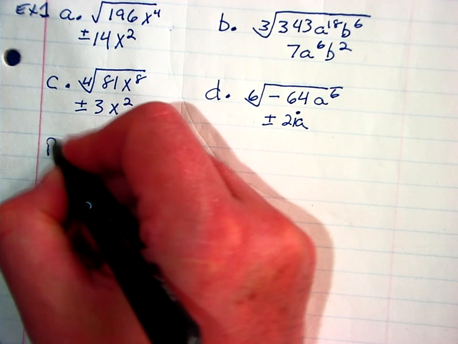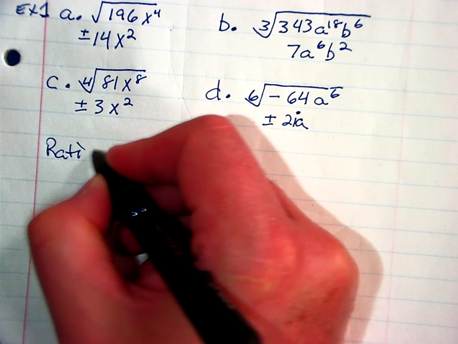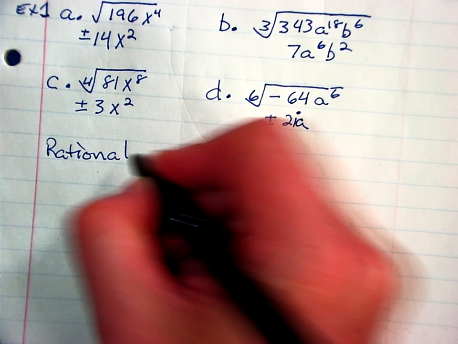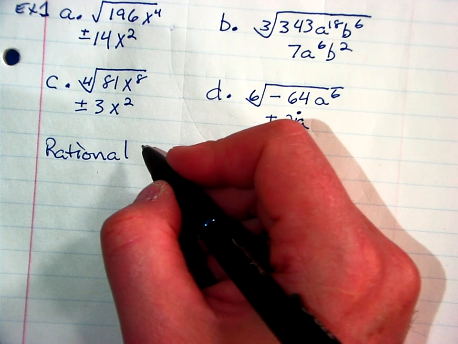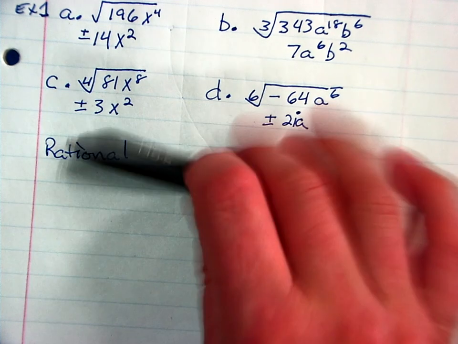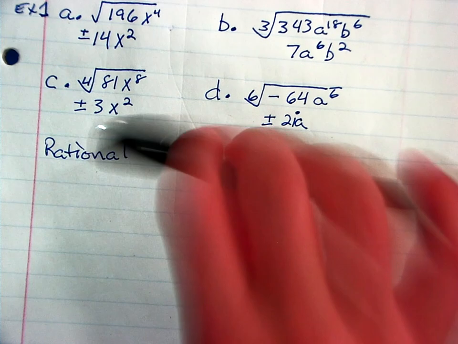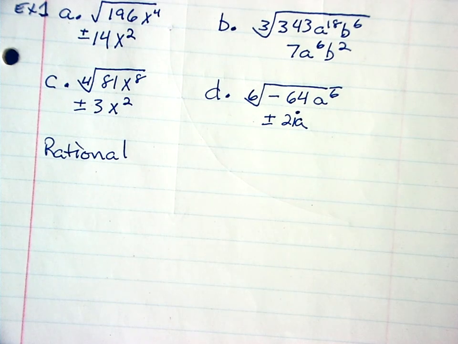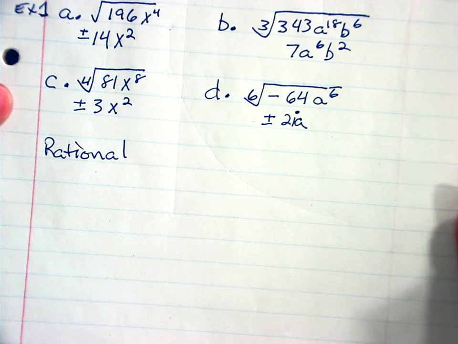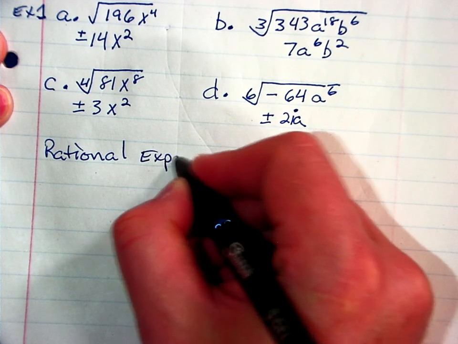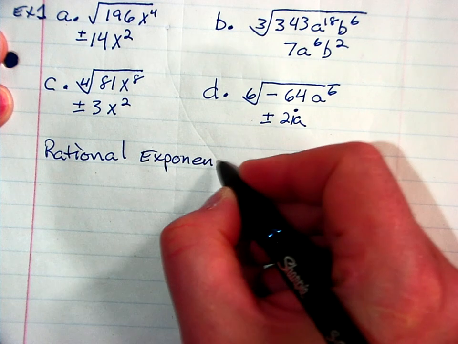All right, rational. What's the root word of rational? It is not rat. It is not shun. Ratio, which in math land, ratio means a fraction. Good job. Rational exponents.